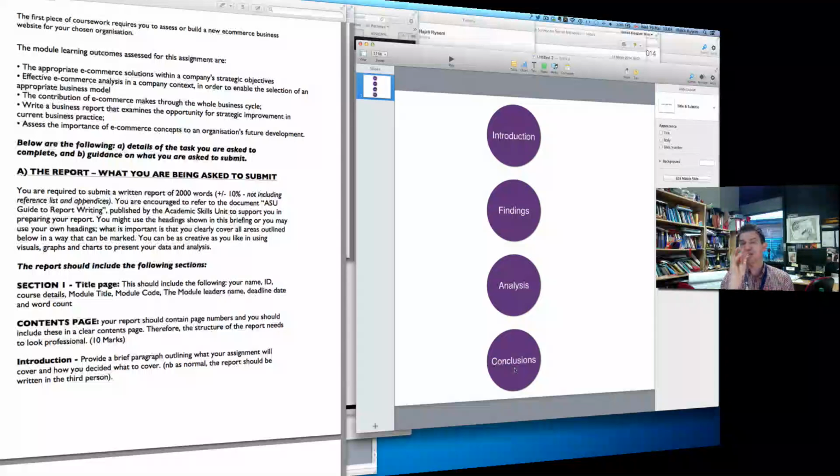So as you can see, it needs to flow well. It needs to be written in third person. It needs to be professional. It needs to be really checked. And please make sure you don't submit a draft without getting to a final version of your work.